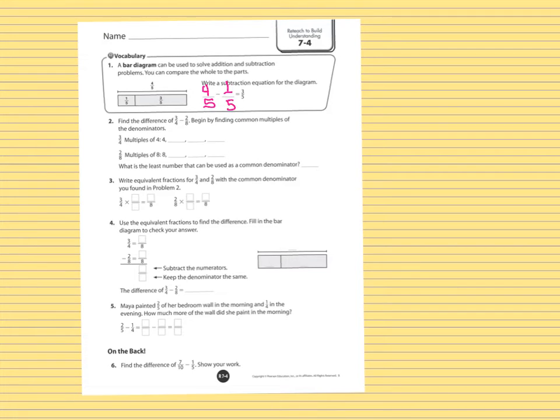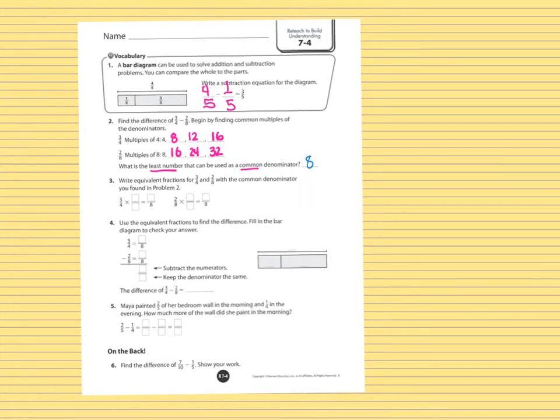So why don't you pause the video right now and go ahead and fill in the multiples between 3/4 and 2/8. Did you get what I got, which is the multiples of 4 go first 4, 8, 12, and 16. And the multiples of 8 go 8, 16, 24, and 32. And this problem says, what is the least number that can be used as a common denominator? So once again, we're looking for the smallest. And of course, go ahead and write what you think is the least common denominator.